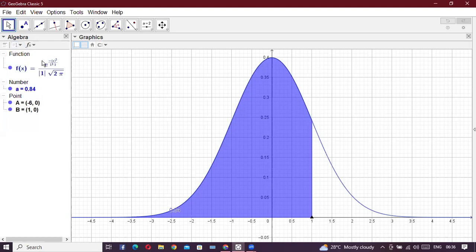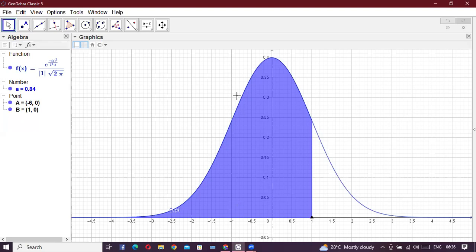All right, so I have a function. This is the function for normal distribution. It is already here. Then we have some numbers here as well, and some points. So this is the normal distribution exported into the graphics sheet, and when it is here, there are things you can do. You can play around with it.